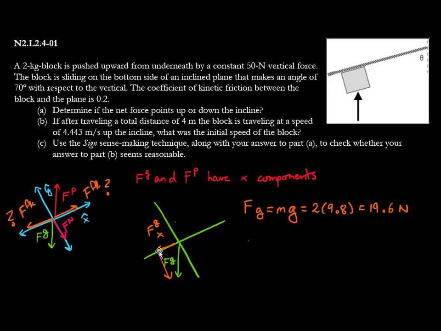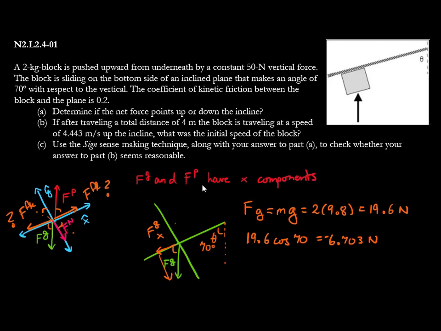So how do we determine Fgx? Well, they told us that this angle is 70 degrees, so that means that this angle must also be 70 degrees. So this angle, this angle, this angle, all of these angles are 70 degrees. So what we would have to do is do 19.6, the magnitude, times the cosine of 70, and that equals 6.703 newtons. But this is down the slope, so in our coordinate plane that's negative.